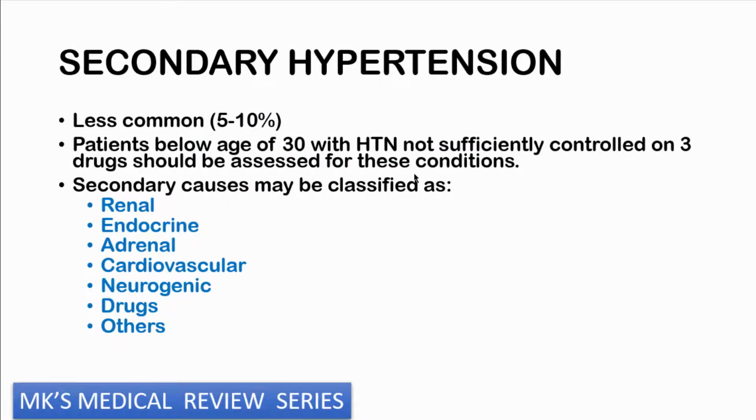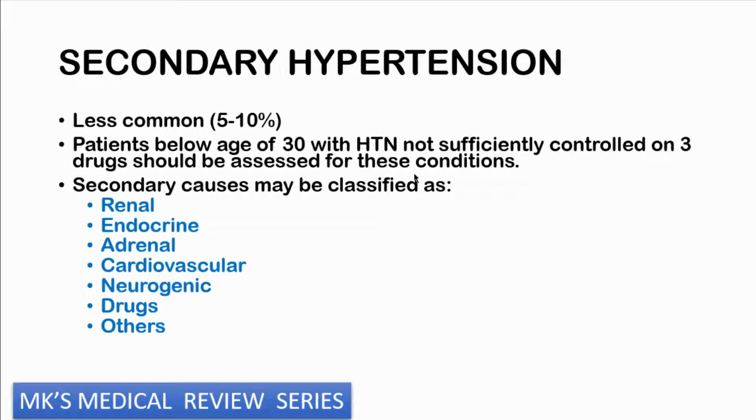Moving on to secondary hypertension, which is the less common variant, it accounts for individuals that are below the age of 30, with hypertension that is not controlled sufficiently by 3 drugs. So if you get this patient that is below 30, you start them on antihypertensive, and regardless of you starting them on antihypertensive, the blood pressure still remains uncontrolled. Then they should be investigated for these secondary causes of hypertension.